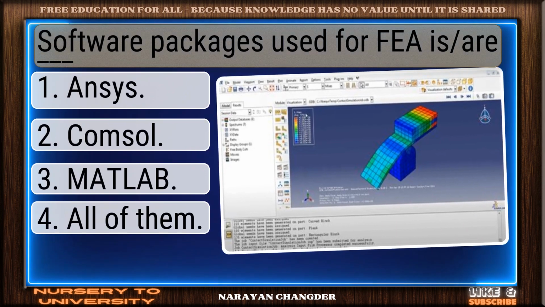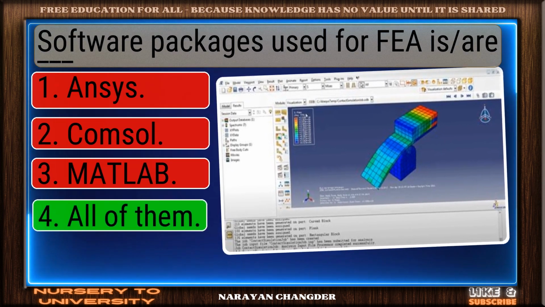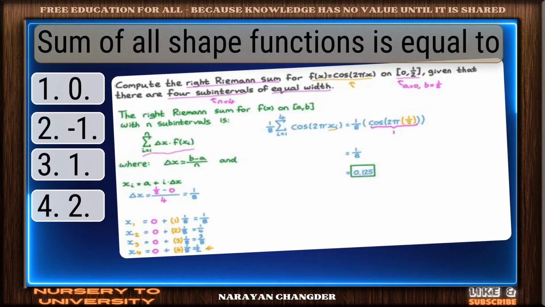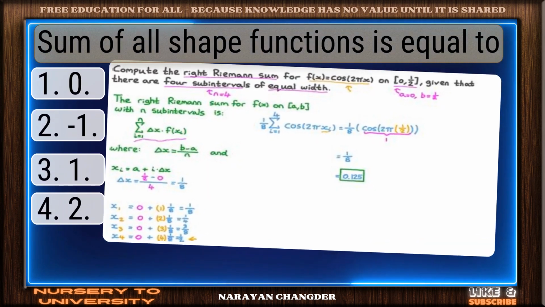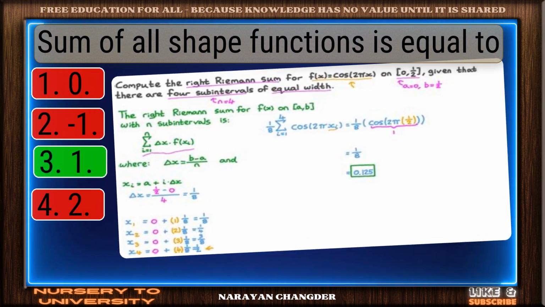Software packages used for FEA are dash. Well done. All of them is the right choice. Sum of all shape functions is equal to. Bravo. 1 is the answer.